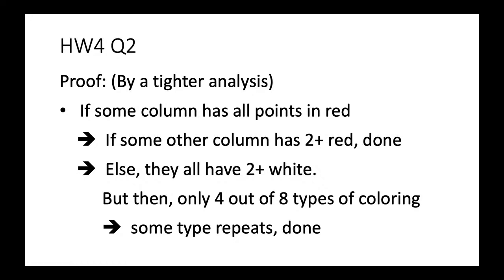But then the cases with 2 or more whites, there are just 4 variations. So again, we have 6 columns, but then we can only have 4 types. So that means that we must have 2 columns that are of the same type. And in such a case, then we can use the same argument as before, and then we can find vertices. This time, we can find vertices such that they are all colored in white here in this particular case, and then they form the corners of a certain rectangle. So this is the first case. When some column has all points in red, then we are done.